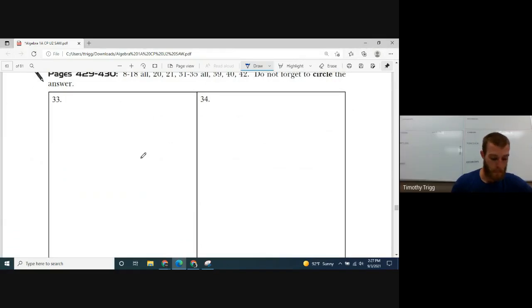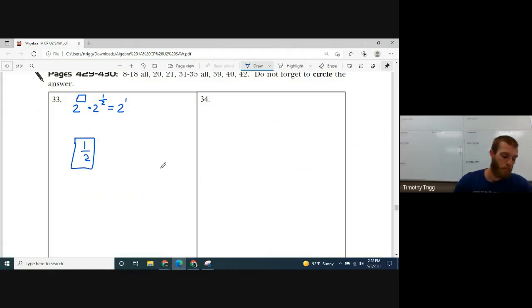33. 2 to the power of blank times 2 to the power of 1/2 equals 2 to the power of 1. So what plus 1/2 gives us 1? Well, this would have to be 1/2. 1/2 plus 1/2 is 1. So 1/2 goes in that blank.